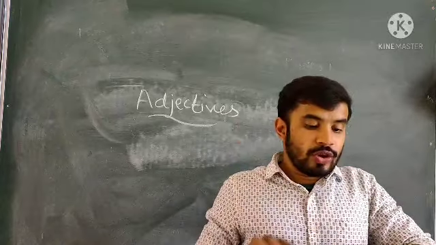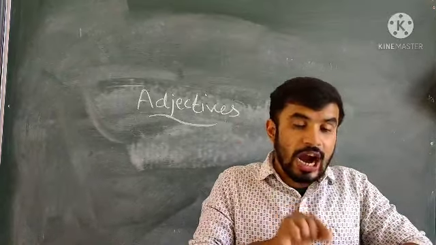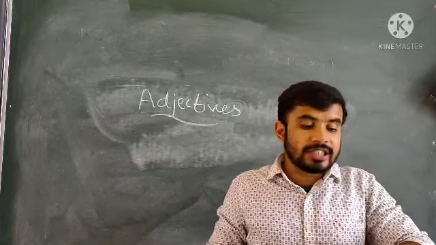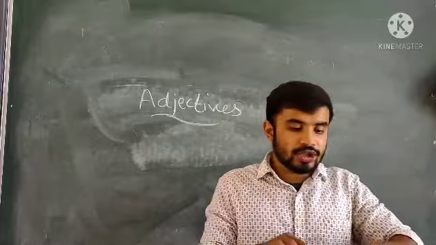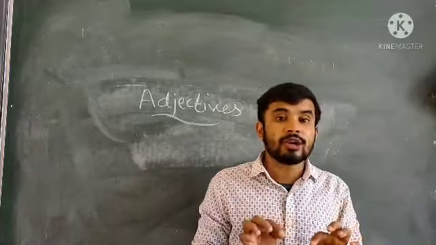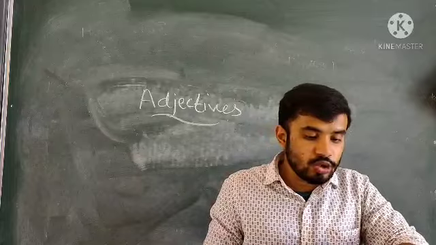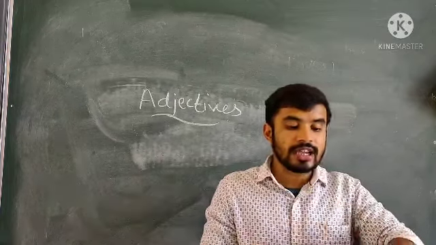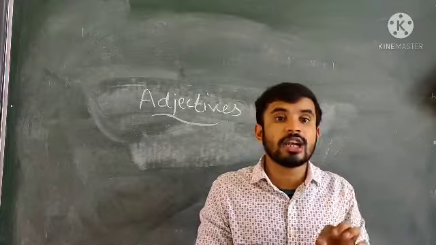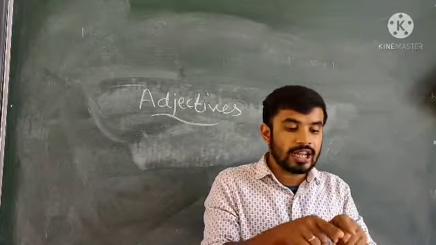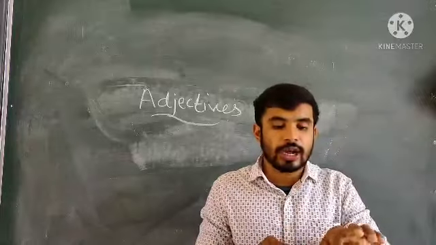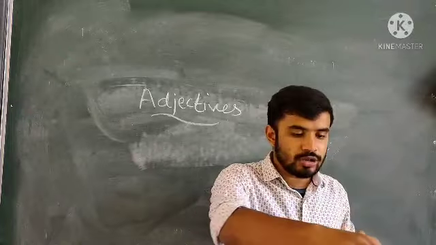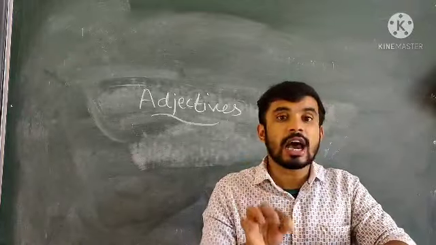Come to the first one. When making an unequal comparison, we use the comparative degree of adjectives with than. See the example. This room is larger than the earlier one. That's what it is saying. It is an unequal comparison. So with the unequal comparison, we are using the comparative degree of adjectives, and there we are using than. This room is larger than the earlier one.